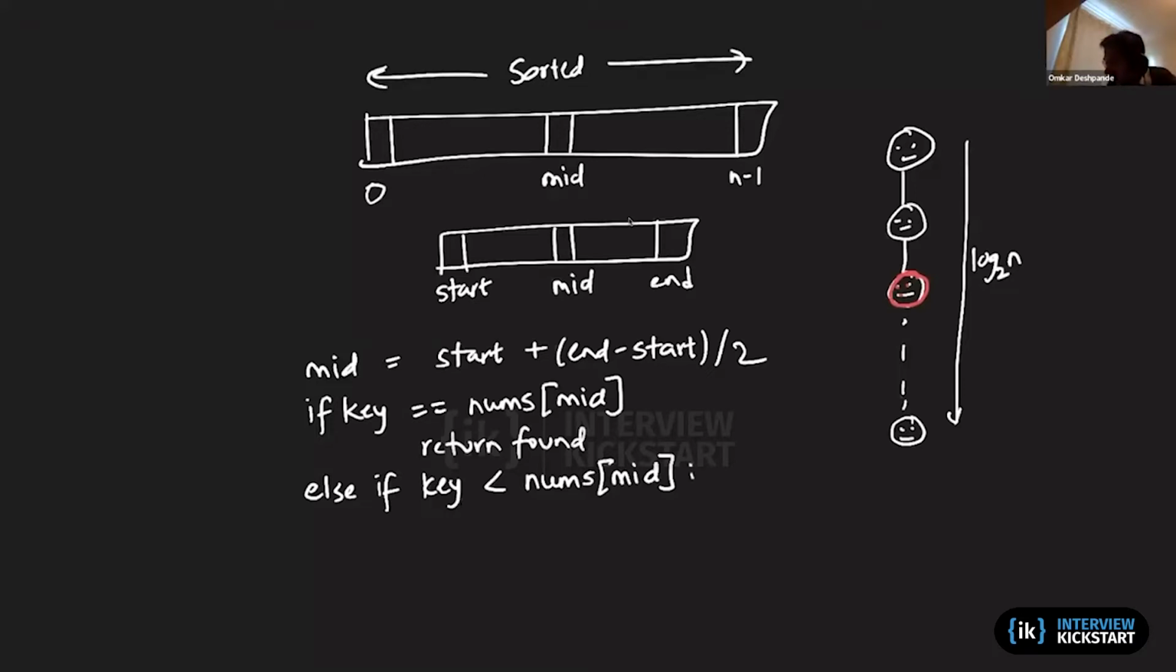So if it's on the left side, the way this manager will delegate the work to the subordinate is by reducing the end index to mid minus 1. Otherwise, the key is bigger than nums of mid, and so the way the subproblem would be reduced in the next step is to move start to mid plus 1.